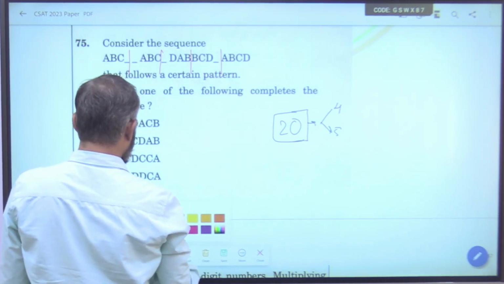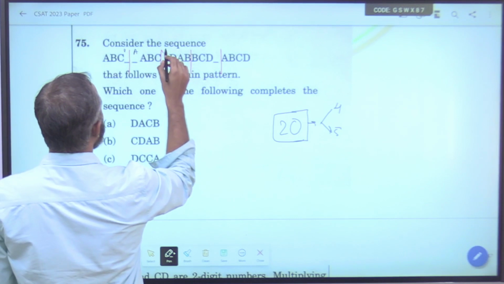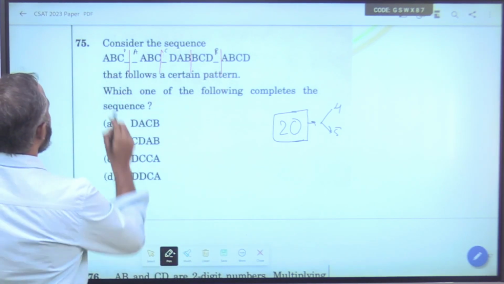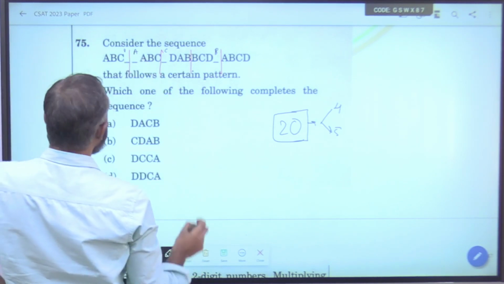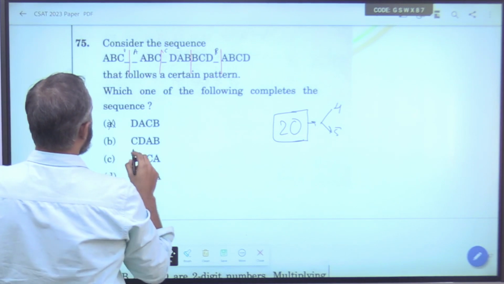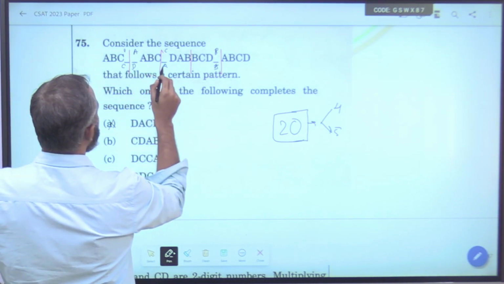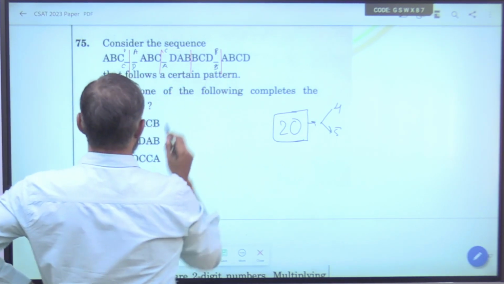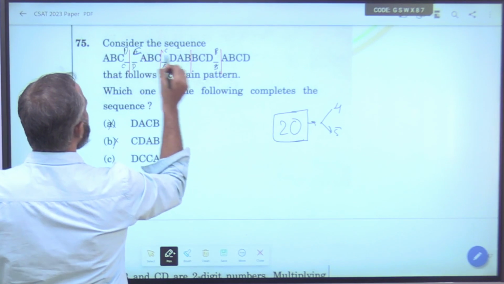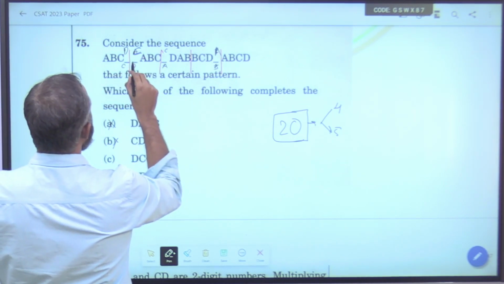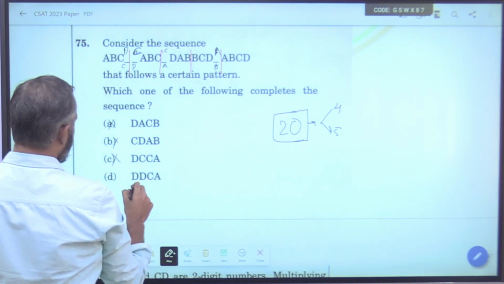Okay, done. Now, let's check DACB. DACB. Is there any process from ABCD, AABC, CDAB, BCD? No. There is nothing here. So first one is gone. Next CDAB, CDAB, ABCC, DABC, ADAB. No, nothing. Double CA, D, C, C, and A, ABCD, CABC, CDAB, no, nothing of that sort. So it has to be DDCA.